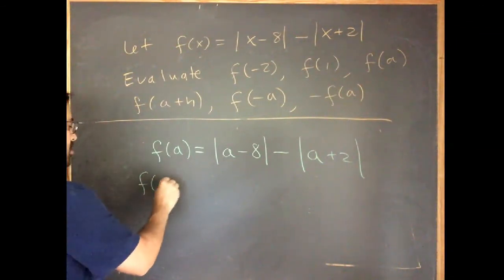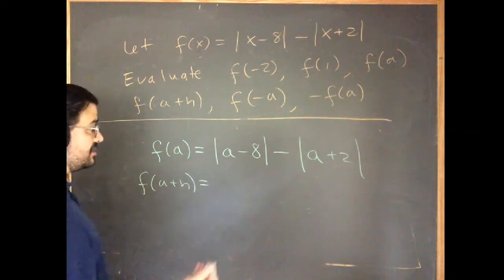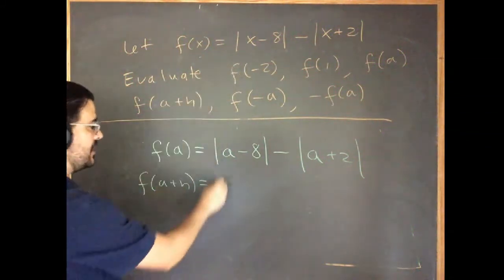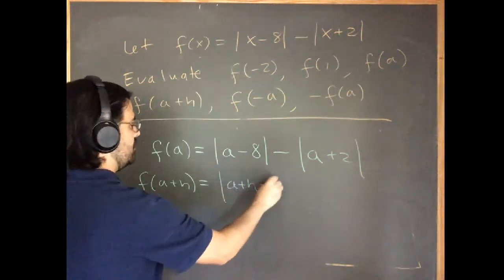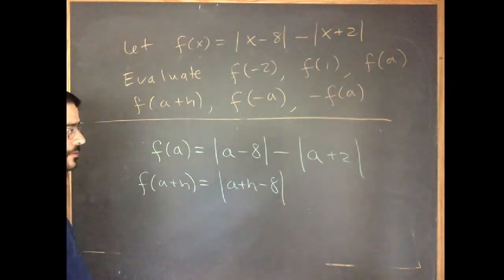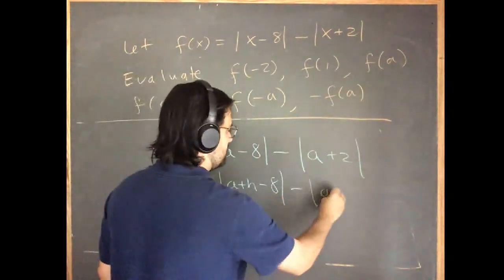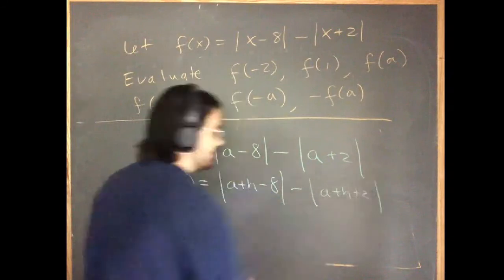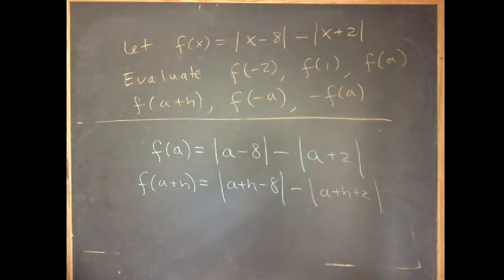Okay, so f of a plus h is just the same thing, but now we're replacing x with a plus h. So here I get the absolute value of a plus h minus 8, and then over here I get minus the absolute value of a plus h plus 2. Those of you going on to calculus, this is really important, right? This f of a plus h and f of a are going to show up all over the place in those courses. So being able to evaluate at a variable, you'll use that, I think, in the first 2 or 3 weeks of Calculus 1. So that's a really important part of that.